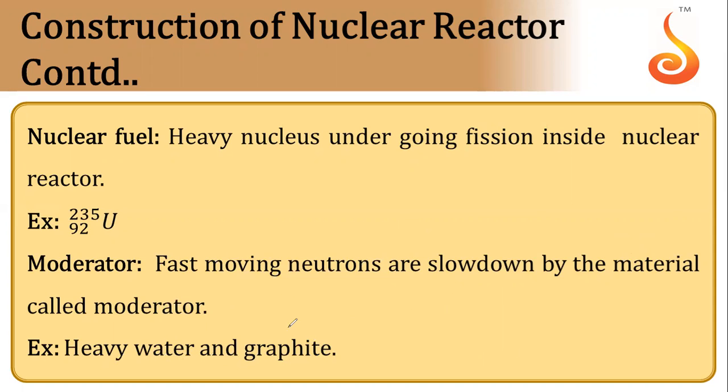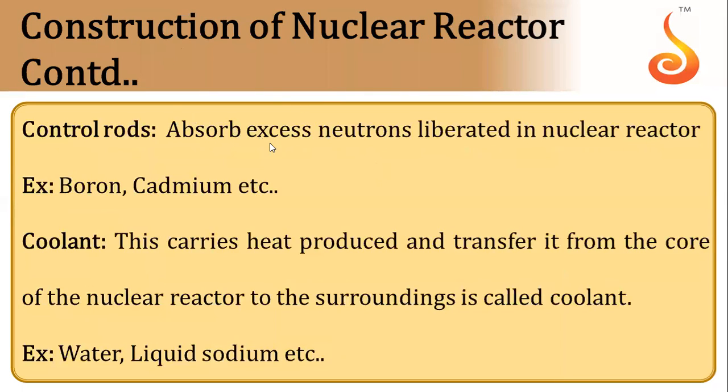These moderators also absorb the heat released in the reaction. Next are control rods. These absorb any excess neutrons liberated in the nuclear reactor. These are made of boron and cadmium. Next is coolant. This carries the heat produced and transfers it from the core of the nuclear reactor to the surroundings. That is known as coolant.